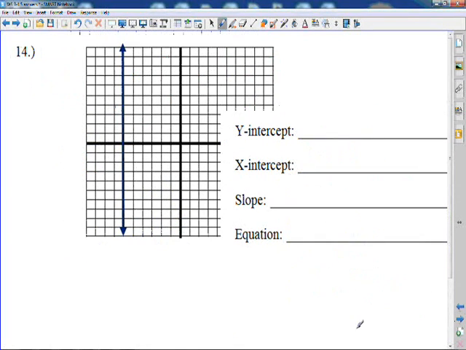On the next one, right here, I am going to label my x and my y-axis. My y-intercept, where does this line cross the y-axis? It doesn't. There is none. The x-intercept, where does it cross on the x-axis? 1, 2, 3, 4, 5, 6. Right here. This is negative 6, 0.